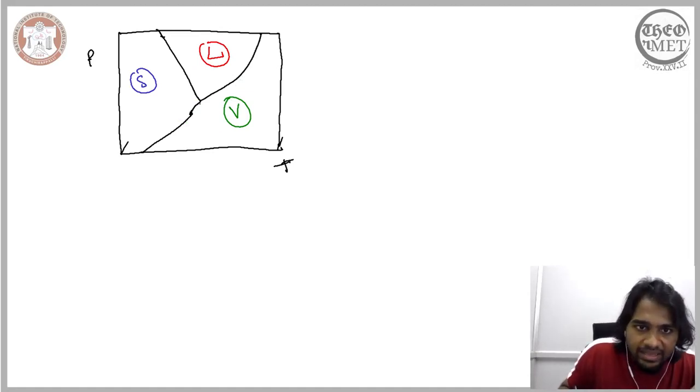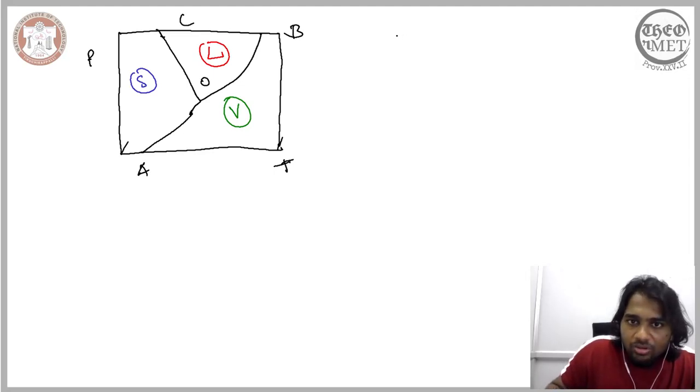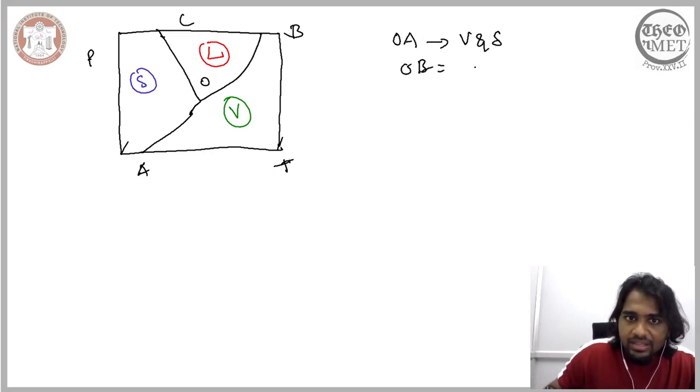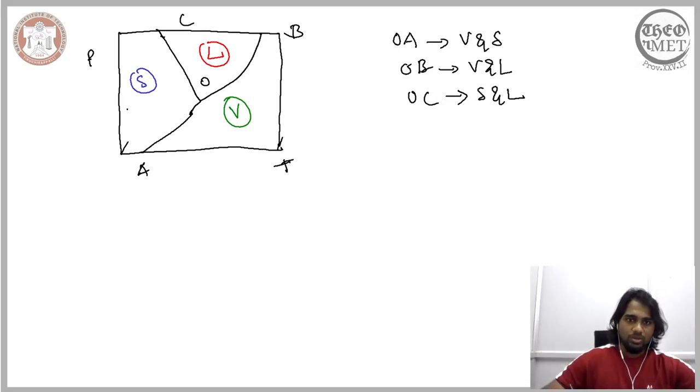So if we name these lines as O, A, B and C, then along the line OA, what we are essentially considering is a stable state between vapor and solid. Along OB, we are considering a stable state between vapor and liquid. And when you are considering OC, what we are essentially considering is a stable state between solid and liquid.